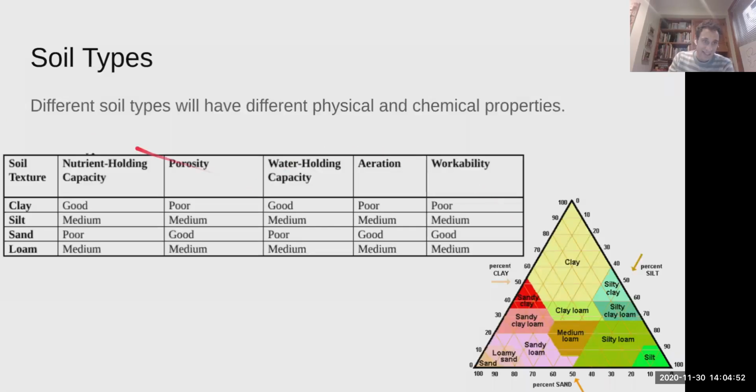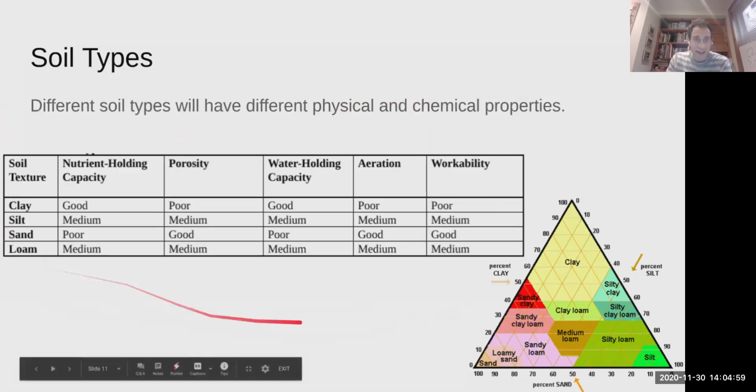This is an excellent table to have copied down. I strongly recommend that you write down this table here. It will be very useful to you.